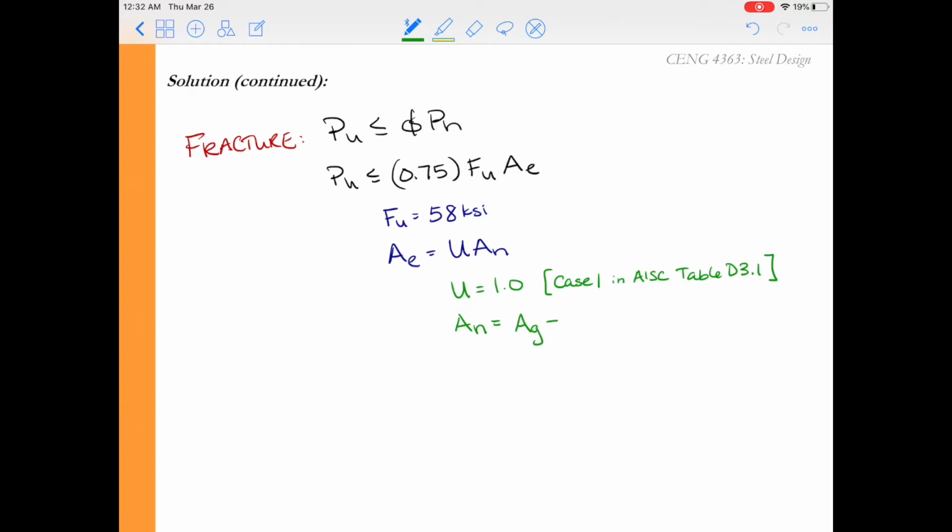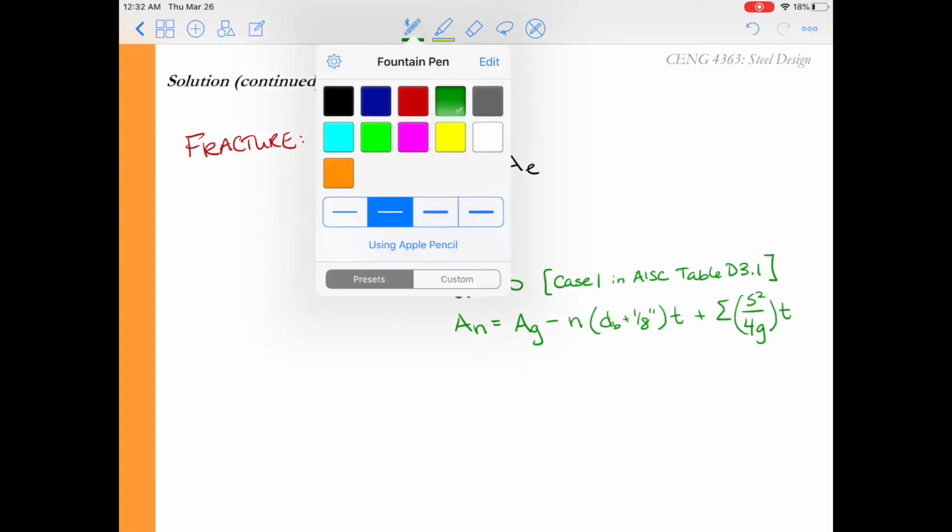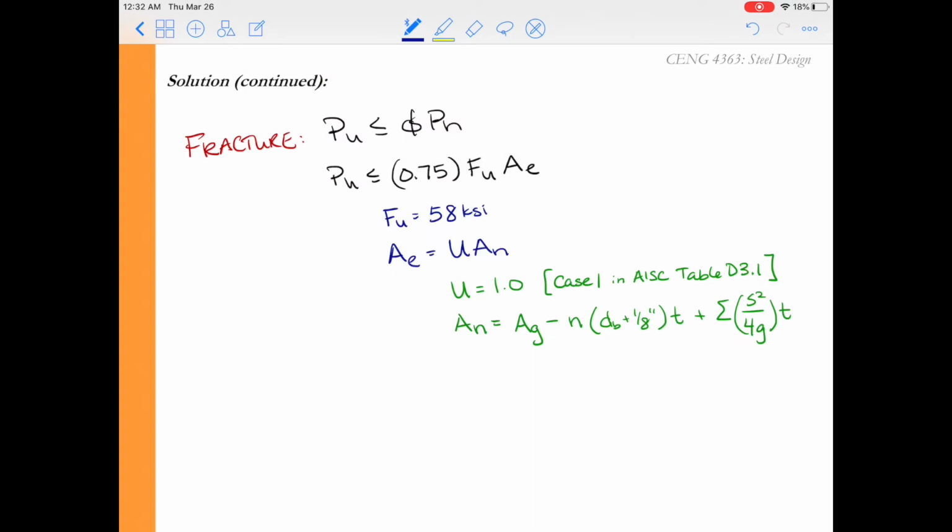All right, to do this, we have our general formula. Our general formula says that the net cross-sectional area is equal to the gross cross-sectional area minus however many number of bolts we pass through in the transverse direction times the diameter of that bolt plus 1/8 of an inch times the thickness of the plate. And then we said for staggered connections, which is what we have here, staggered bolted connections, we add in a term that is s squared over 4g times the thickness of the plate. And we do this for each diagonal path that we travel.